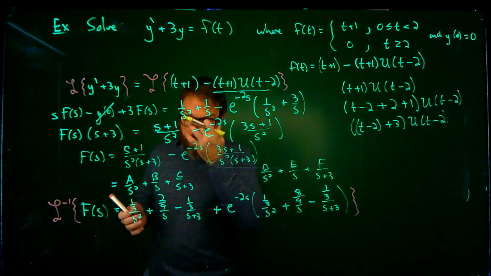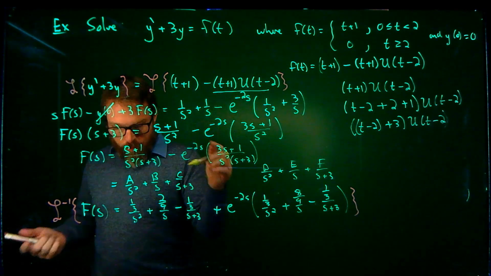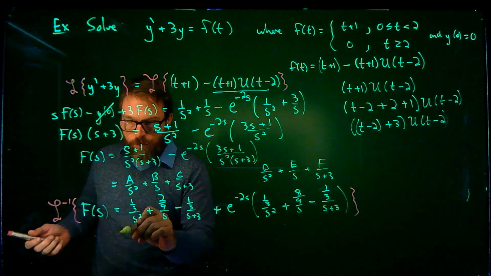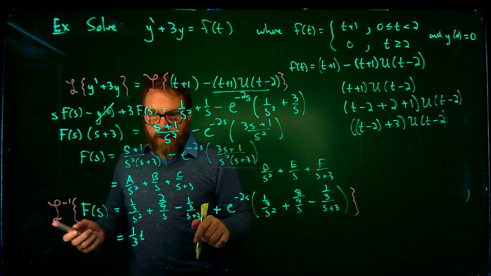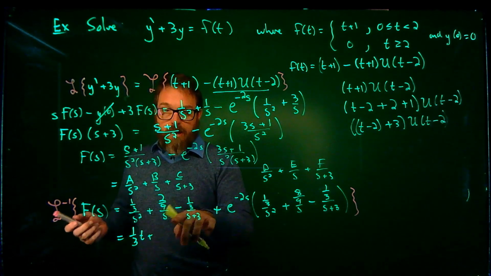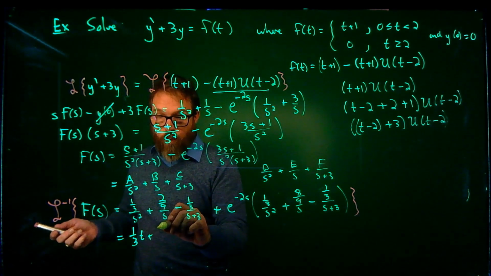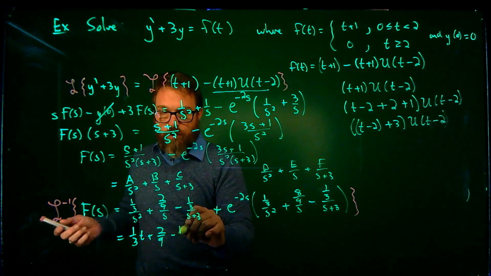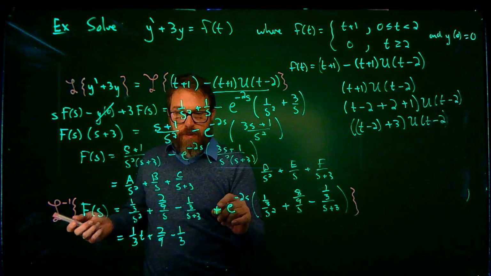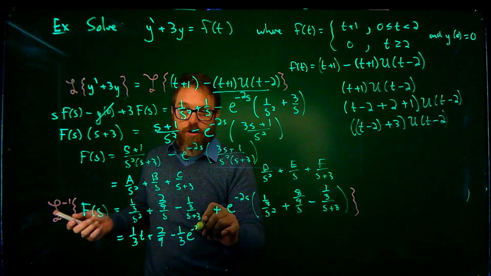So what this is going to be is your 1/3, and the inverse Laplace of 1 over s squared is going to be equal to t, so this is 1/3 t. Now you're going to have your 2/9 times the inverse Laplace of 1 over s, which is just going to be 1, so this would be 2/9 times 1. This is going to be minus 1/3, and the inverse Laplace of 1 over s plus 3 is e to the minus 3t.